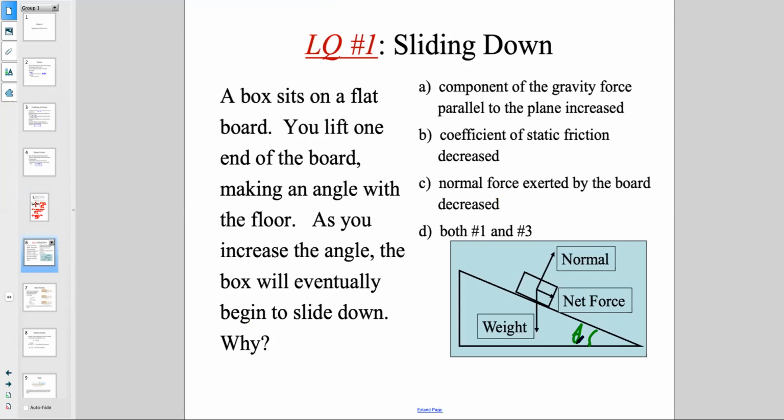Components of the gravity force parallel to the plane increase, coefficient of static friction decreases. A coefficient of static friction, mu s, does not depend on the circumstances, it does depend on the material and the structure of the surface. So this one is out. This is definitely not the answer. Normal force exerted by the board decreases. And part D, the answer is both number 1 and number 3, or A and B, and that is the correct answer.